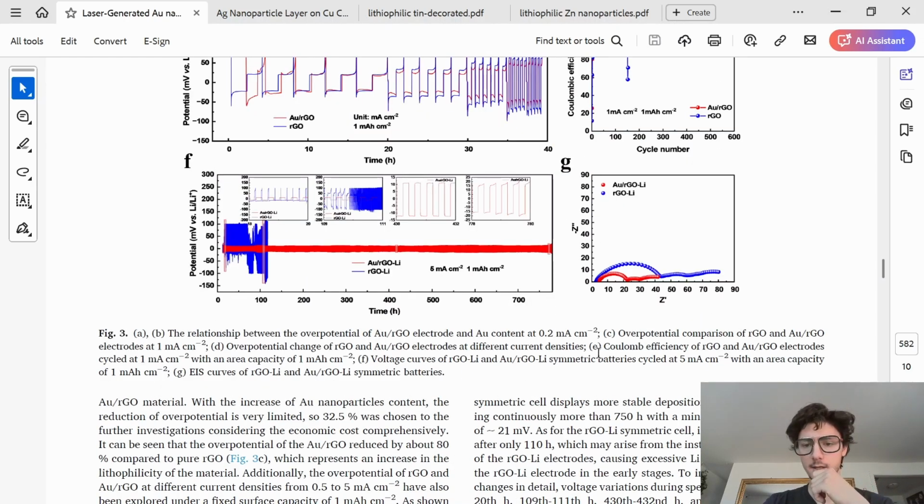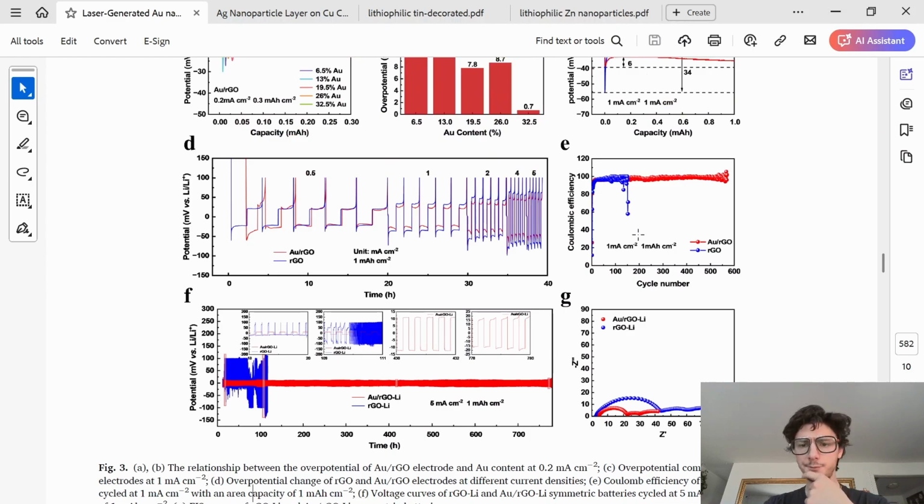Let's read again over here. E, coulombic efficiency of both of these. I'm not gonna say reduced graphene oxide, gold reduced graphene oxide. You guys know that they're comparing both of them now at this current density with area capacity of this. So that is part E.